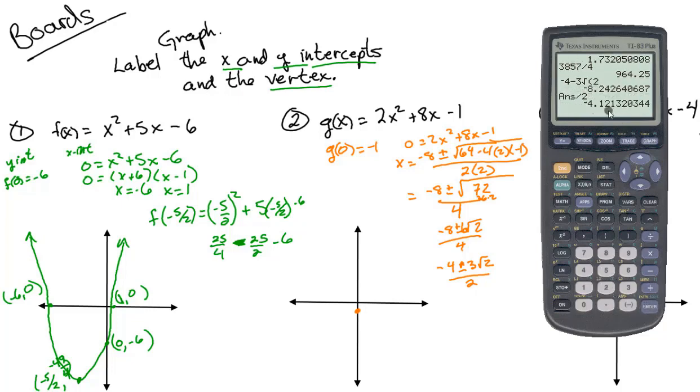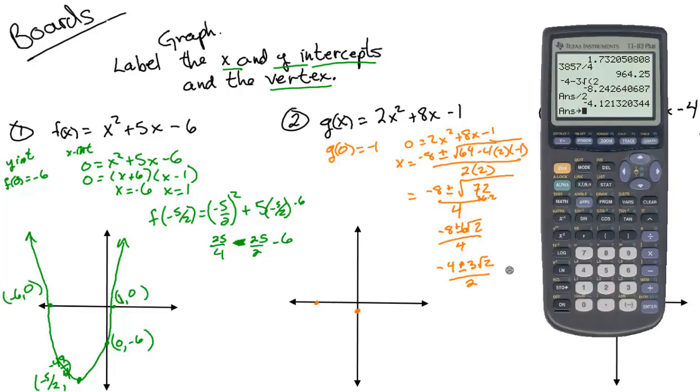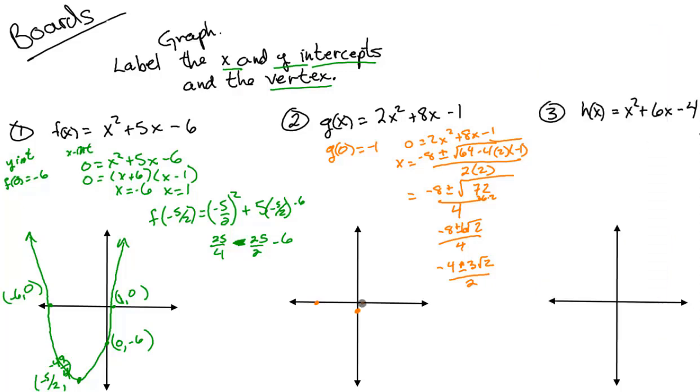So the first one is about negative 4.21, so somewhere back over there. And now let's try the other guy. Negative 4 plus 3 square roots of 2, divided by 2. And we get like 0.121. So this guy's going to be just barely right there. So we're going to come in like this, and it's going to come back up, something like that.